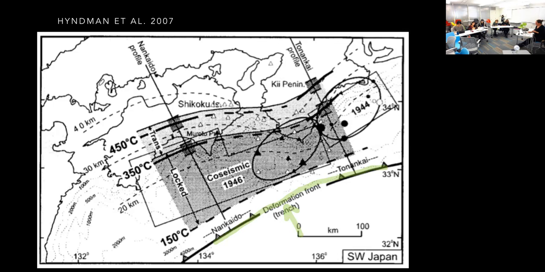And these contours, 150, 350, 450C, represent the modeled temperature on the plate interface as it descends in the dip direction, which is northwest here under Shikoku Island. And these little contours here, 20, 30, 40, are showing the depth of that plate interface as it descends to the northwest. So based on these, I think are estimated from tsunami models.